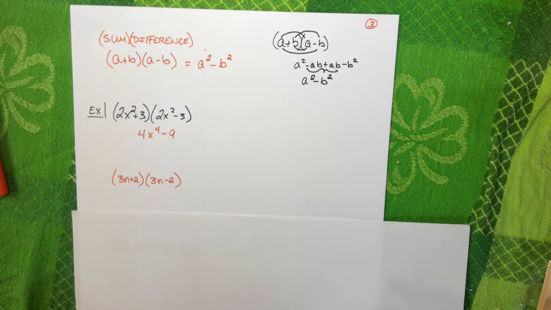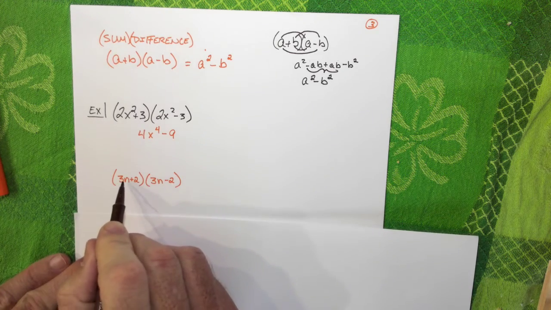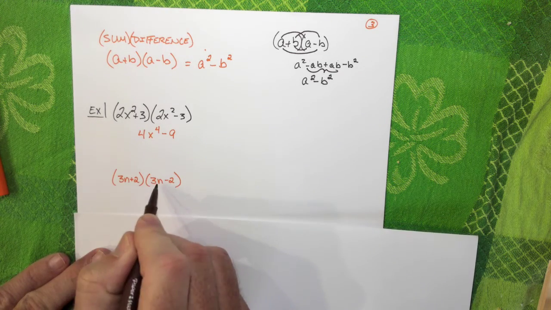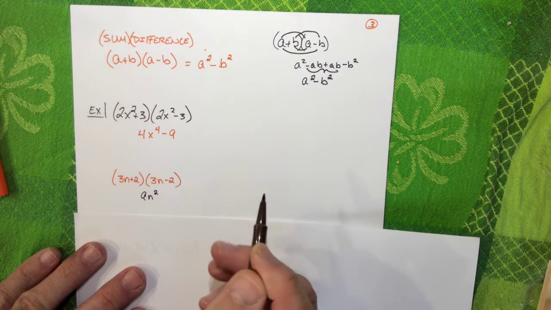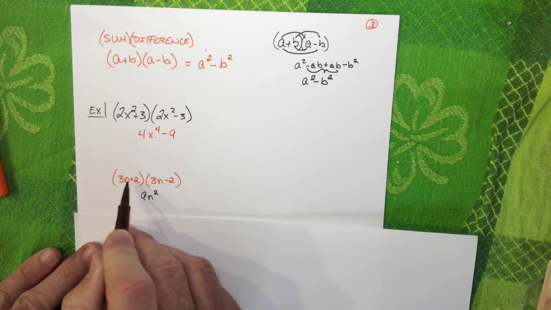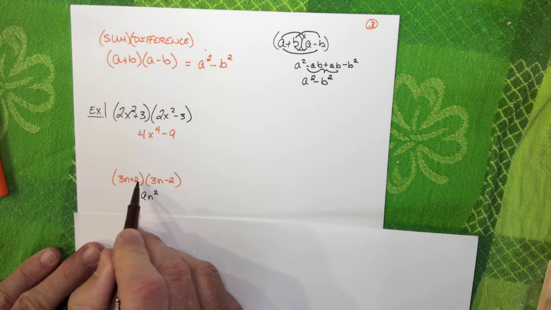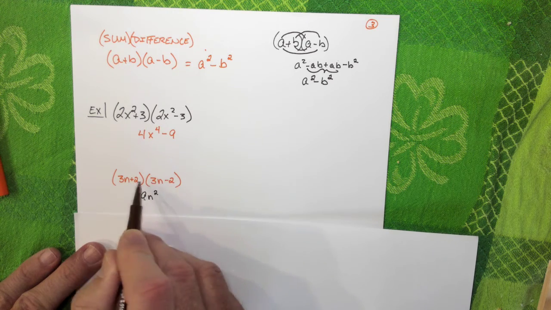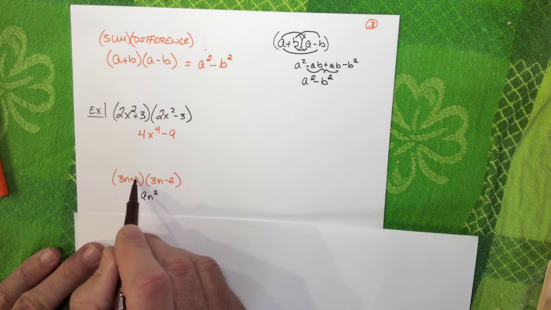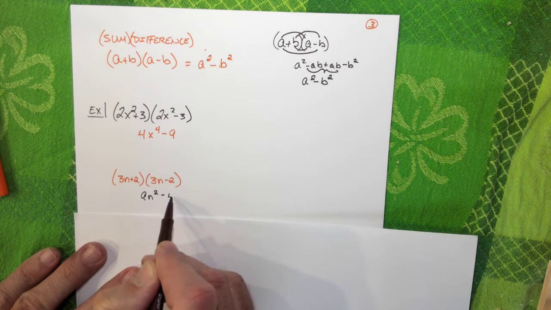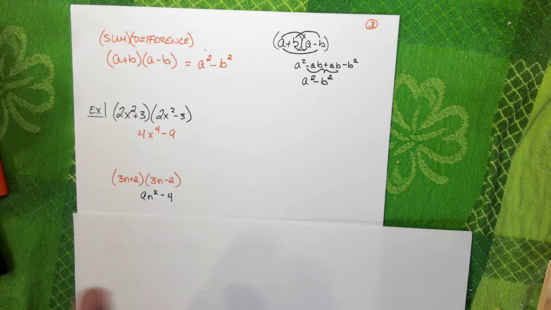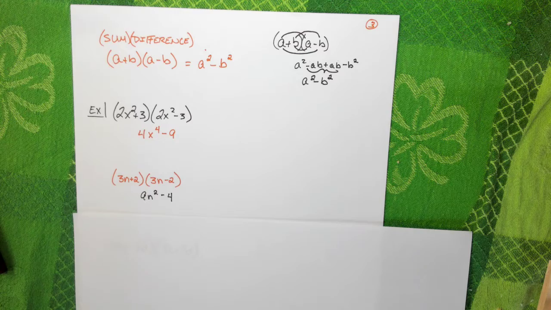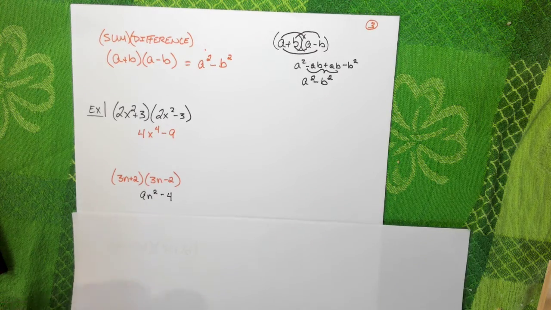Try this one. First term squared, 3n, 9n squared. Middle terms, again, they're gone. Negative 6n and positive 6n, they cut each other out. Minus 4. And again, we're all in this hurry to get through all of our work. If I see that, boom, I'm on it.